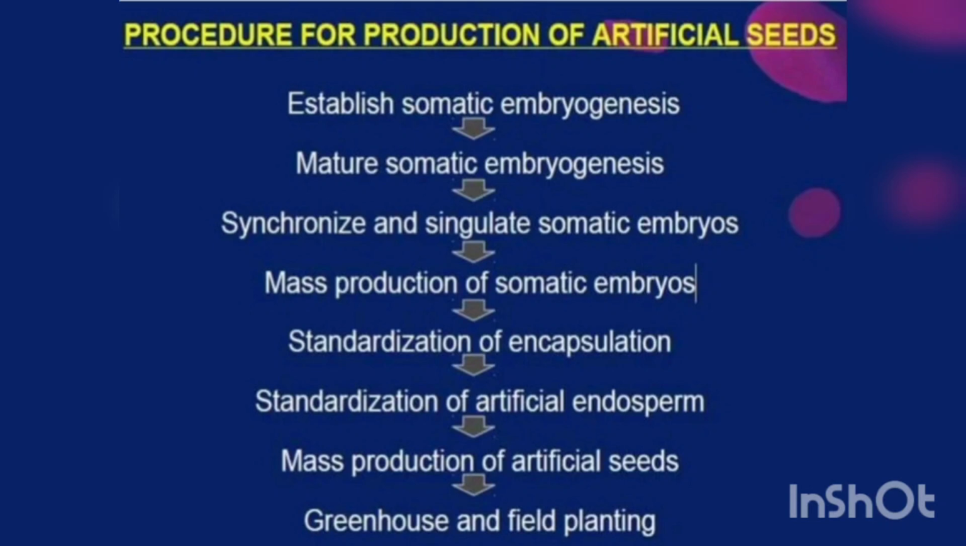So what are the requirements? One, we should have somatic embryos that are established. Another is that the encapsulation should be standardized. Then artificial endosperm should also be provided, and that also should be standardized, and then they can be directly transferred to the greenhouse or field.